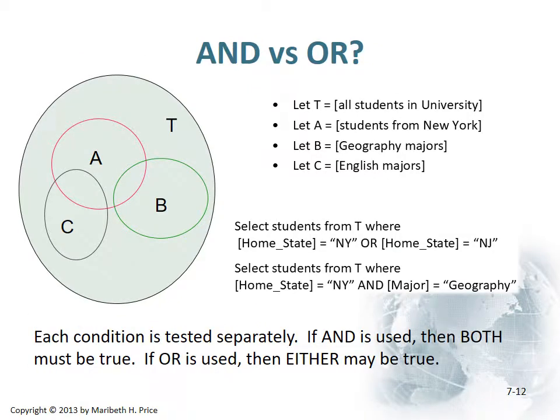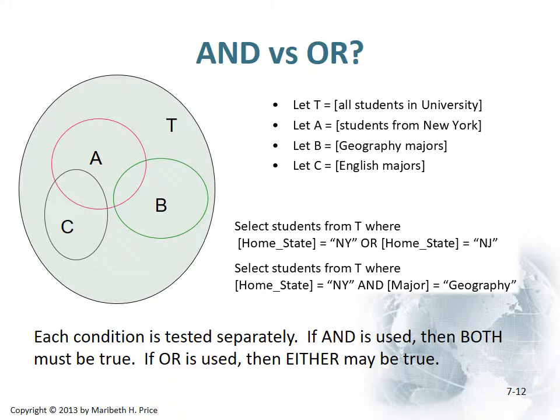There's a very important distinction to remember about AND and OR as operators in how we're building SQL statements. If you use AND, then both conditions must be true in order for a record to be selected. If OR is the operator that you're using, then either condition may be true and will select a record. Okay, so AND requires both conditions.